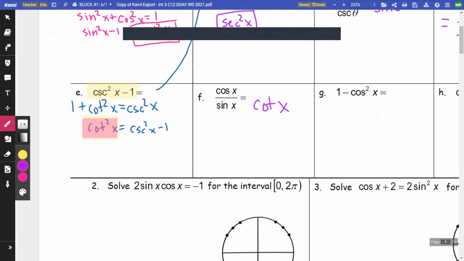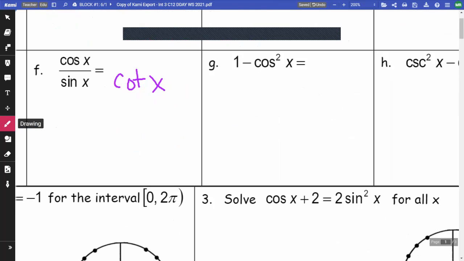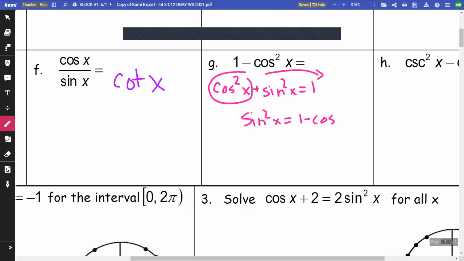1 over cosine squared x minus 1. So again, we're using our Pythagorean identity, the cosine squared x plus sine squared x equals 1. And I need to get this to the other side. So that's going to give me sine squared x equals 1 minus cosine squared x. So this is equal to sine squared x. That's your answer.